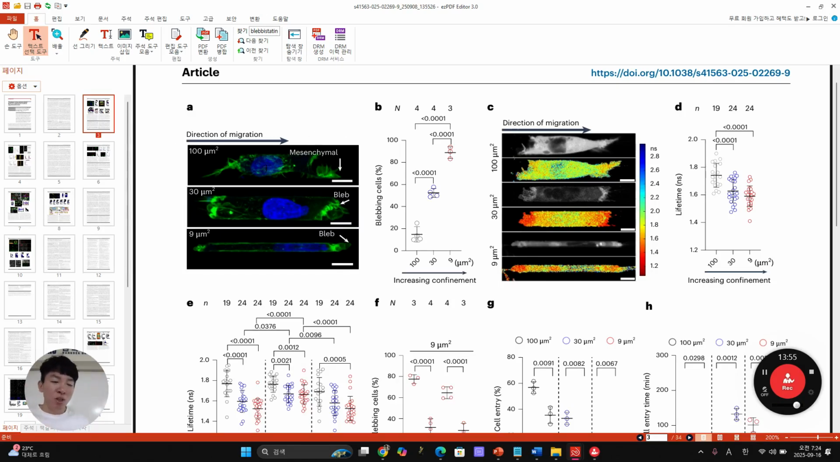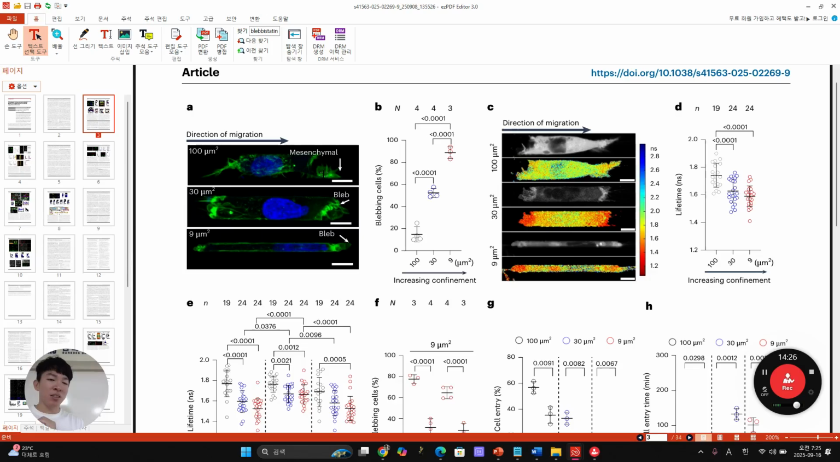okay? So when you see, and then they cultured the human, oh, what is that? Some cancer cell, fibrosarcoma. So when I said most of the cancer cells come from epithelial cells, but non-epithelial cell cancer is called sarcoma. Sarcoma is like 살코기, something like that. Okay. So when they migrate in the non-confined 100 micrometer square area, this is the kind of structure you can see.